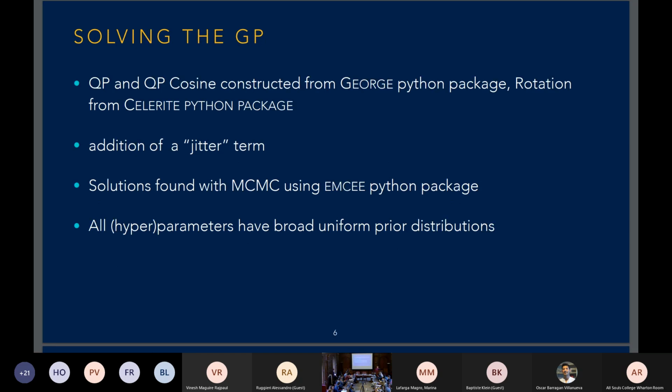So, to solve these GPs, I use the George package to construct my quasi-periodic kernel and my quasi-periodic cosine kernel. I include a jitter term, so these model light curves aren't perfect samples from a GP. There's going to be some deviation of the light curve from a perfect GP, so this jitter term helps to absorb some of that. I run an MCMC to sample my posteriors, and I use nice broad uniform prior distributions on all hyperparameters purely because I don't want to bias anything.